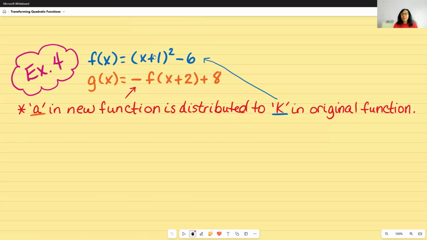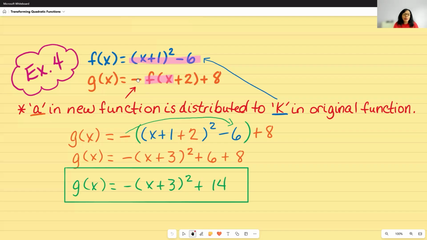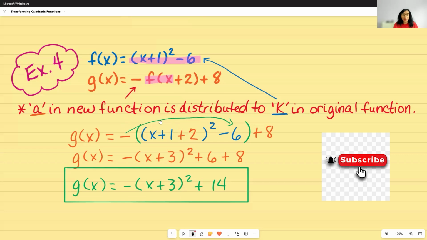Example 3, again, the original had the negative, so it was already accounted for. I'm going to keep the negative, the +2, which is my h, and the +8, which is my k, and I'm going to keep that in orange so you can see what's going on. Then I'm going to take all of f of x and I'm going to replace it for the f of x that's shown in g of x.